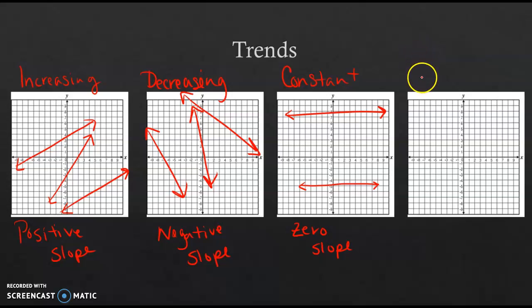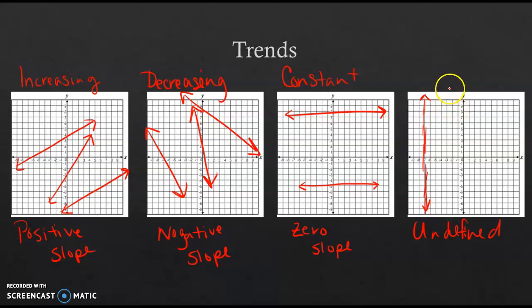And then we have one more type of slope that we haven't talked about, and that is our undefined slope. A slope is undefined when it is a vertical line. Ooh, I wish I could draw better today. All right, so when we have vertical lines, maybe I'll just piece it together here.